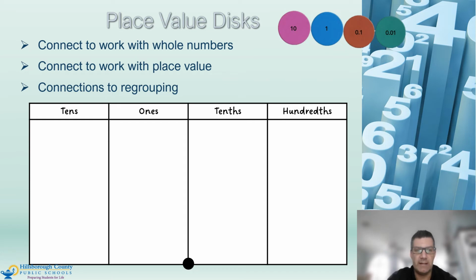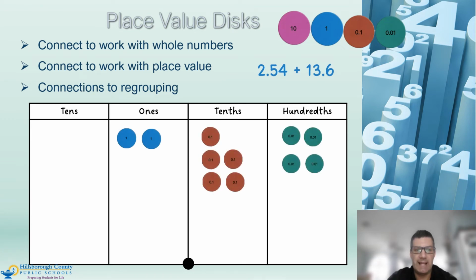Place value discs, another great concrete material students can work with. But notice the difference with these is that all the discs are the same size, no matter what their place value is. The 1 disc is the same size as the 1/10th disc, is the same size as the 100th disc. And if I had my millionth disc on here, that would be the same size.